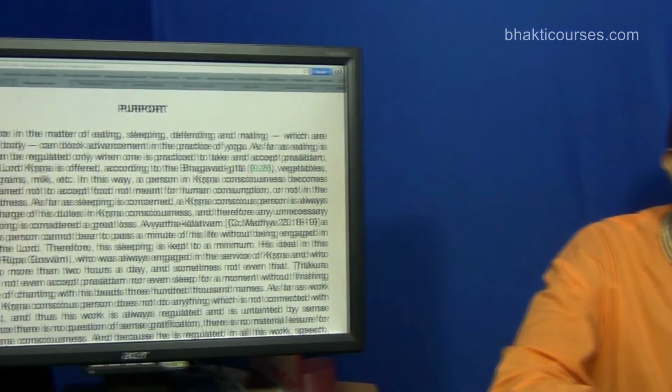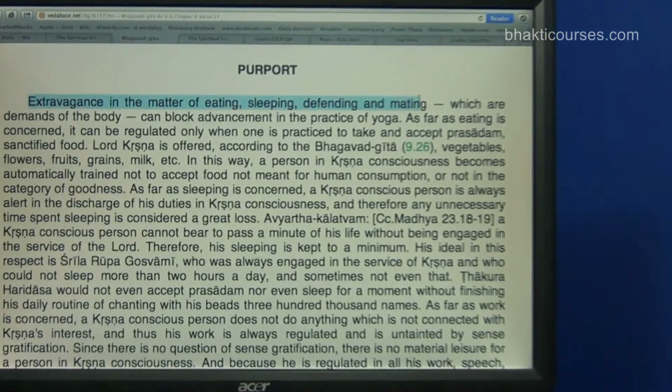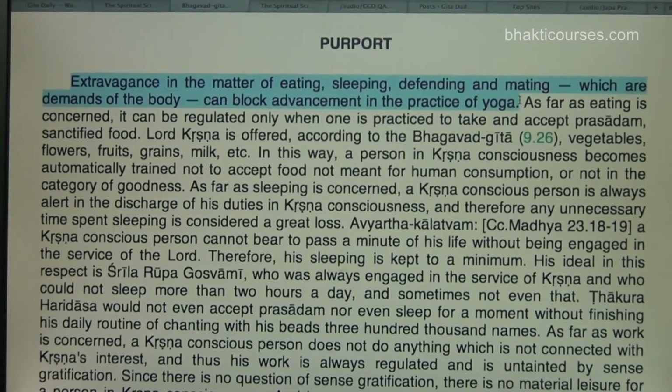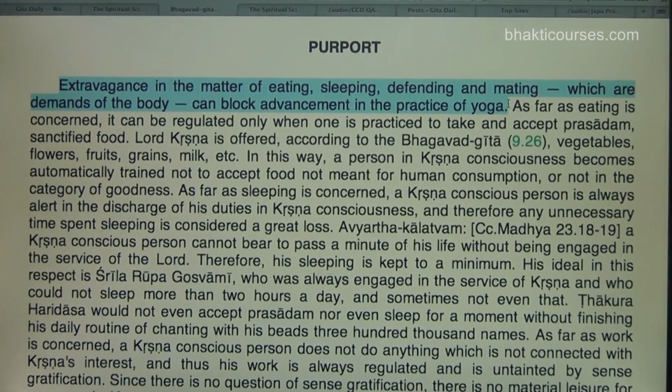If you regulate a time for eating, then you're not always thinking, should I eat this, should I just take a snack now, should I take a break and just munch something. So if there is regulation, then our mental energy becomes freed for more purposeful engagement. Otherwise the mental energy is always thinking about eating, sleeping, mating, defending, and gets dissipated in that. Srila Prabhupada explains in the purport, extravagance in the matter of eating, sleeping, mating and defending, which are the demands of the body, can block advancement in the practice of yoga.